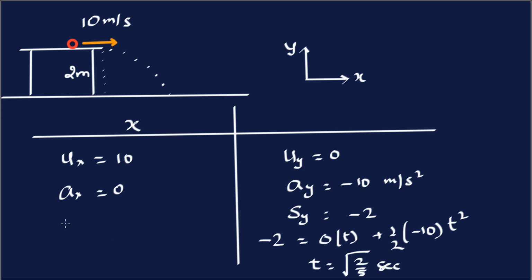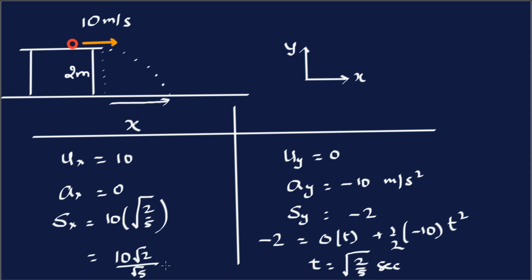So during this time, what is the displacement in the x direction? That is the distance from the edge of the table that the ball lands. So Sx is equal to ut, root 2 by 5, plus half a t squared. Ax is 0. So the answer is 10 root 2 by root 5 meters. If you wish, you can simplify this further, but I'll leave it here.